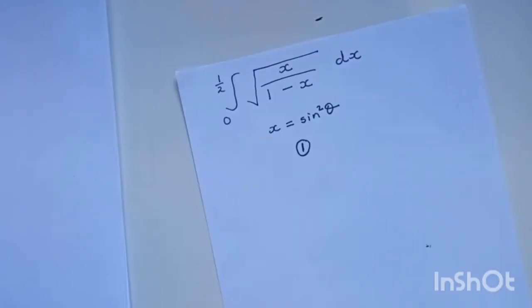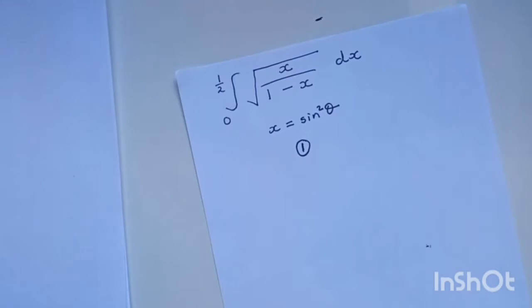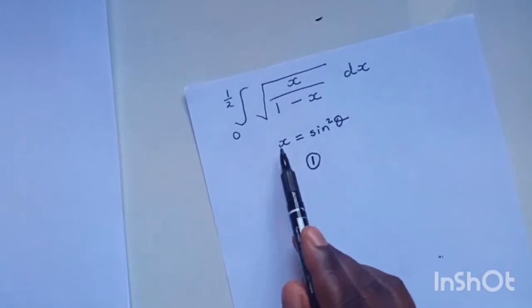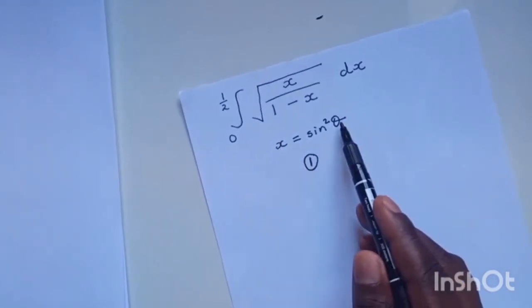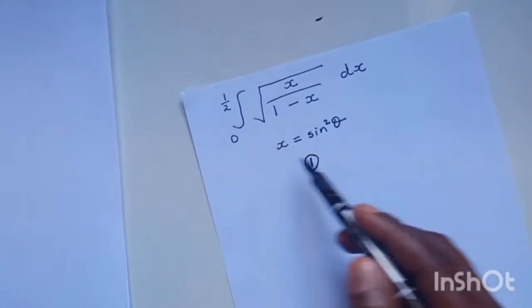Right, so the first question: you are given the integral of square root x over 1 minus x dx, lower limit 0, upper limit half. Then x equals sine squared theta is your substitution. The first thing to do is to make dx the subject of the formula by finding the derivative of x with respect to theta using the following substitution.